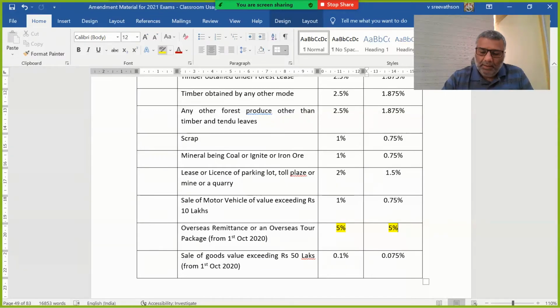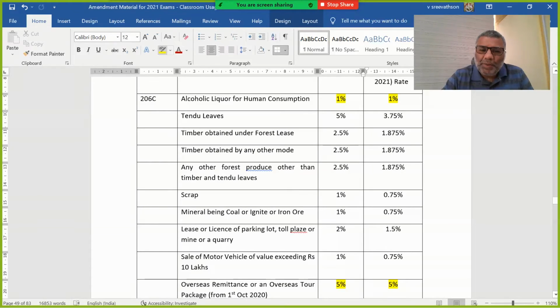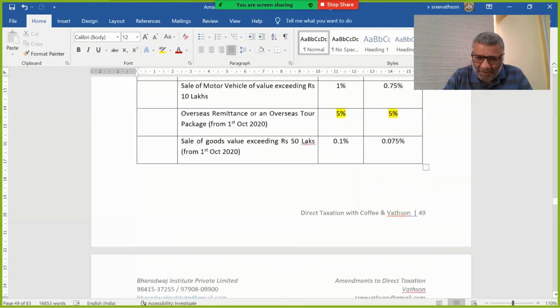In this, the questionable areas are the scrap. Timber might be, and motor vehicle this time might be questionable because something new has come up. Don't worry, we will recollect that.